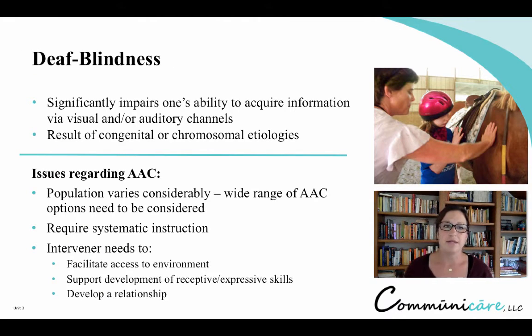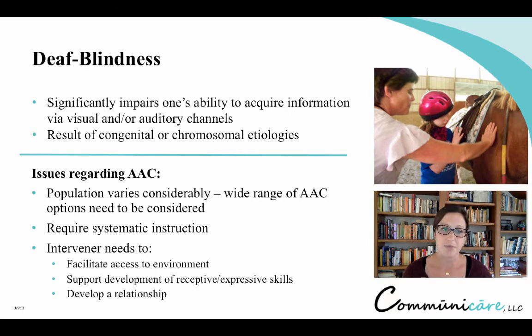Okay, so individuals who are deaf and/or blind, obviously these impairments significantly affect an individual's way of acquiring information via visual and/or auditory channels. There can be any number of reasons why someone may present as deaf or hard of hearing or blind and low vision. And obviously, as with cerebral palsy and all of these different etiologies or diagnoses, the population varies considerably. So there is a wide range of AAC options that need to be considered. And oftentimes, because a sensory channel is affected, we need really systematic instruction to help an individual learn a system and gain independence using that tool.